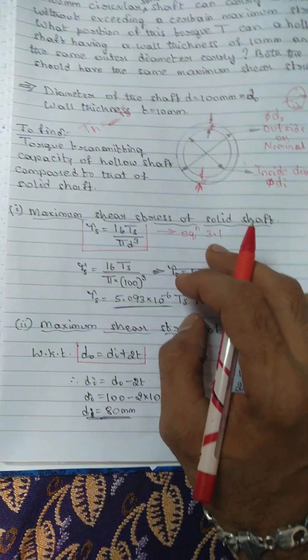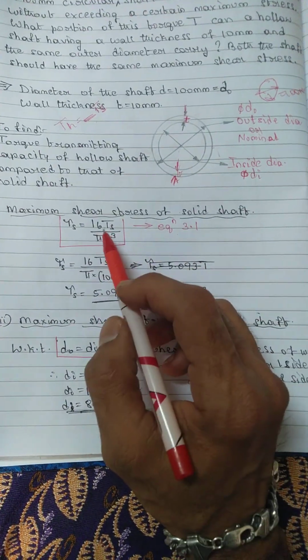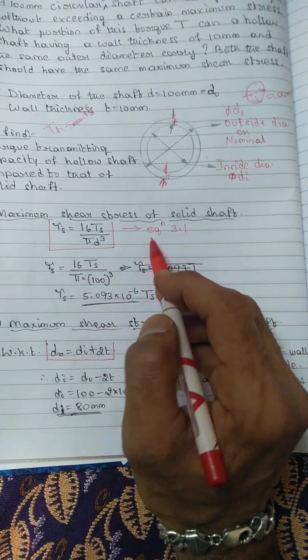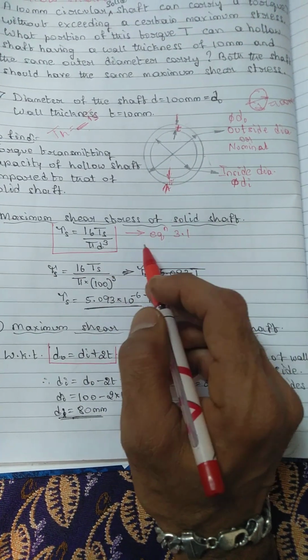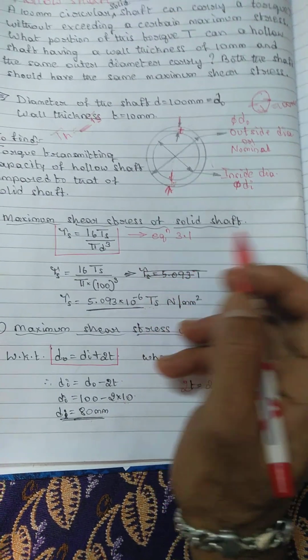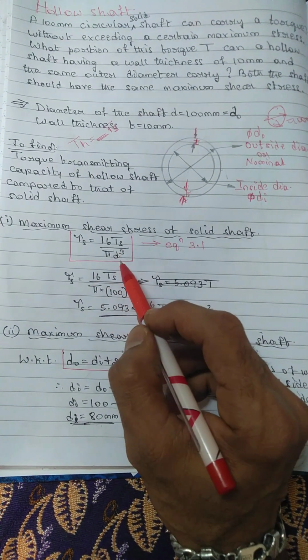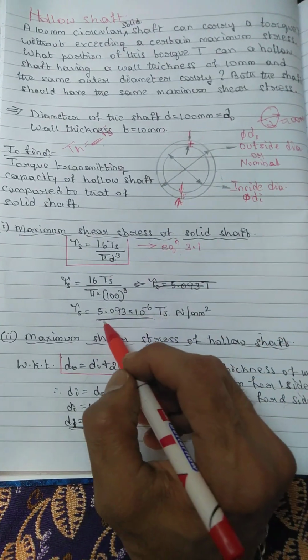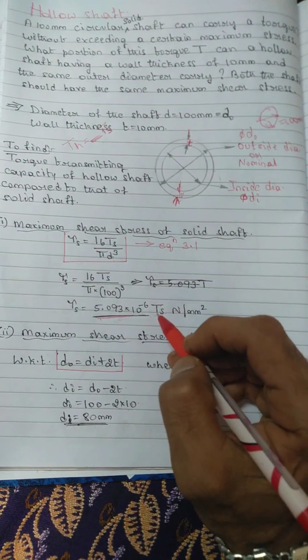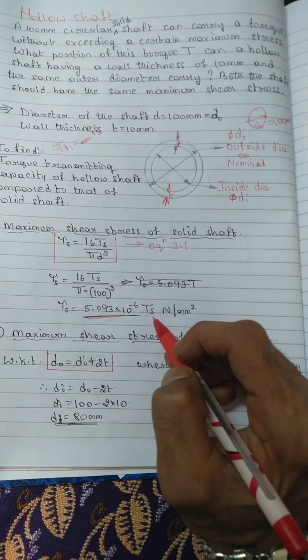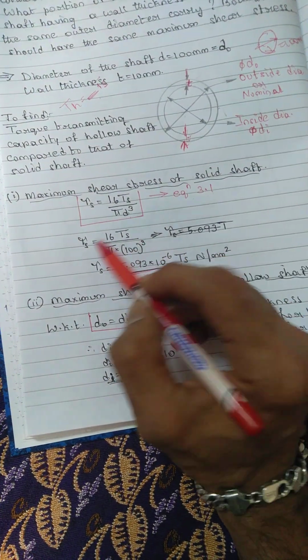Initially we will start with the solid shaft. The equation given is tau equal to 16T by pi d cube. Use your design data handbook, K. Mahadevan and Balveer Reddy. So when you substitute this diameter value, that is 100 mm, you will get this value. Keep T as it is because we don't know the value of torque. We have to compare the torque now. Suffix s is for solid shaft.